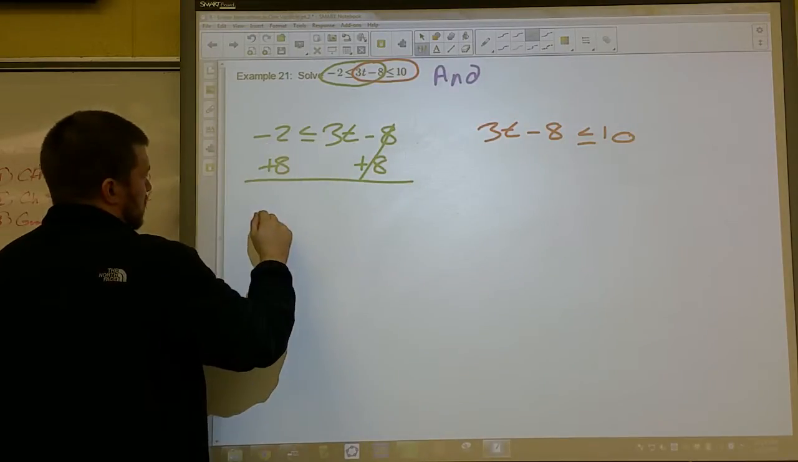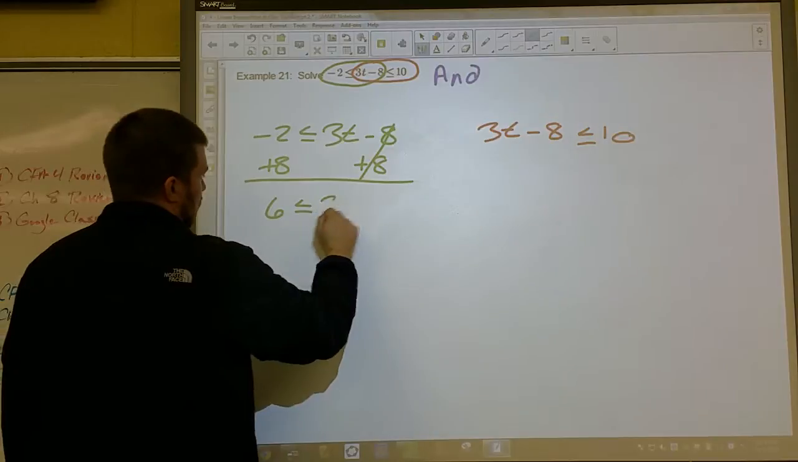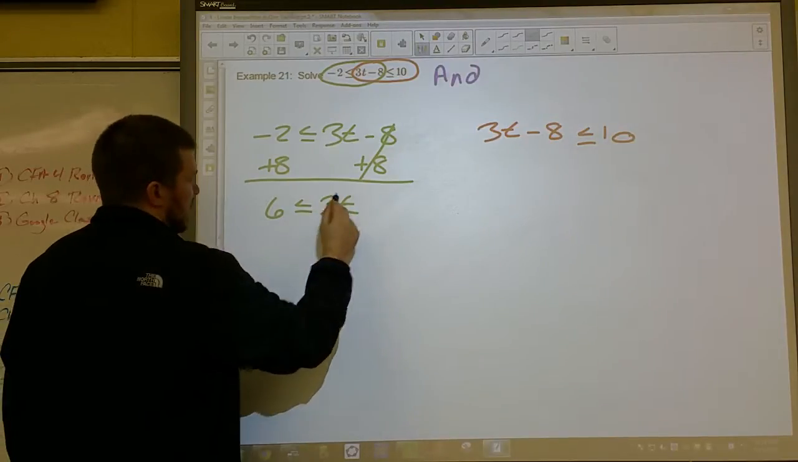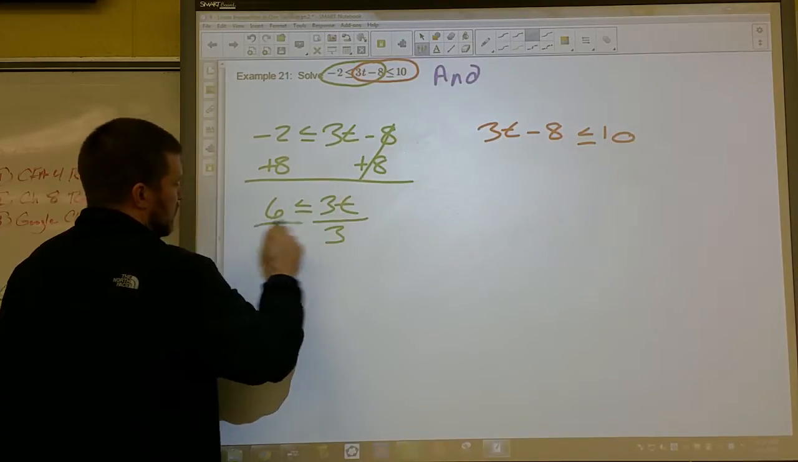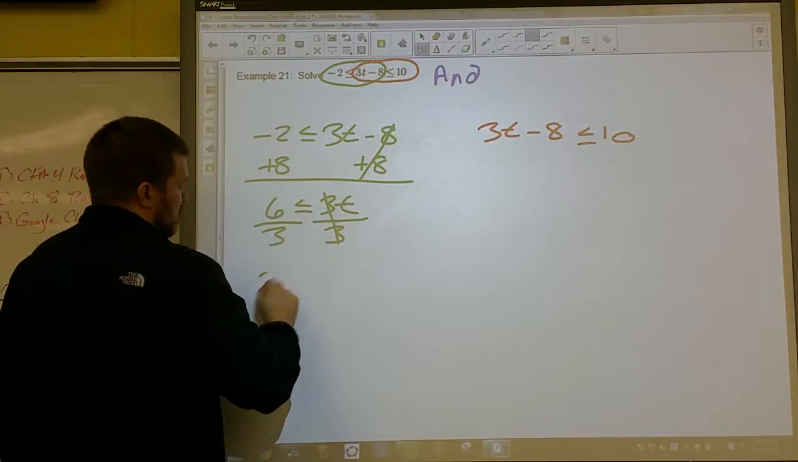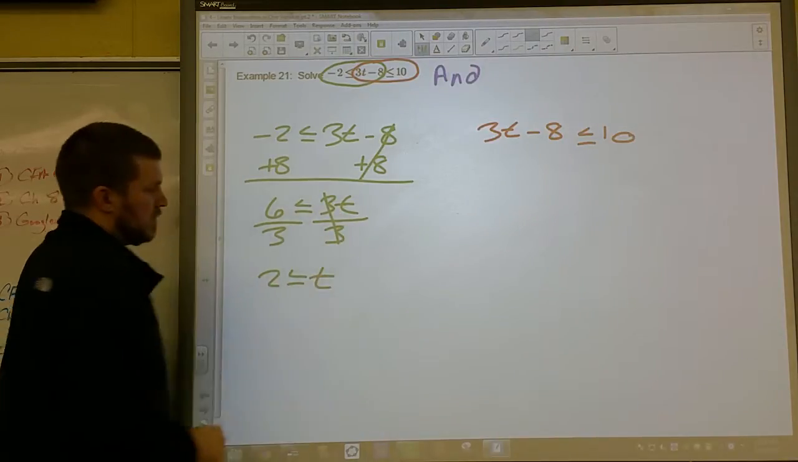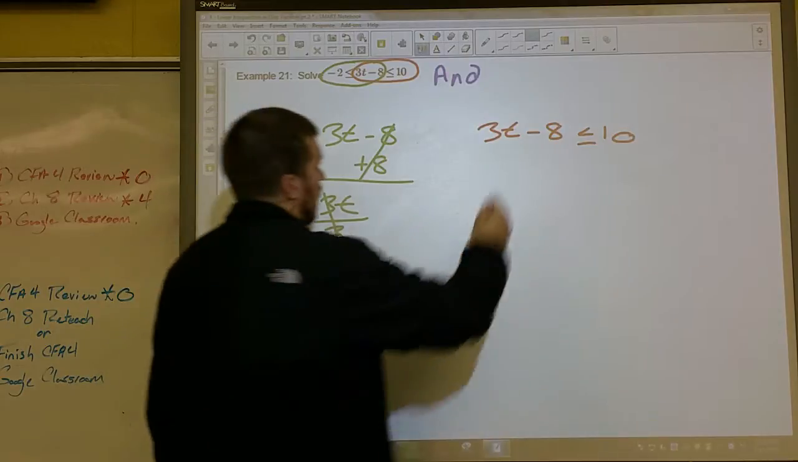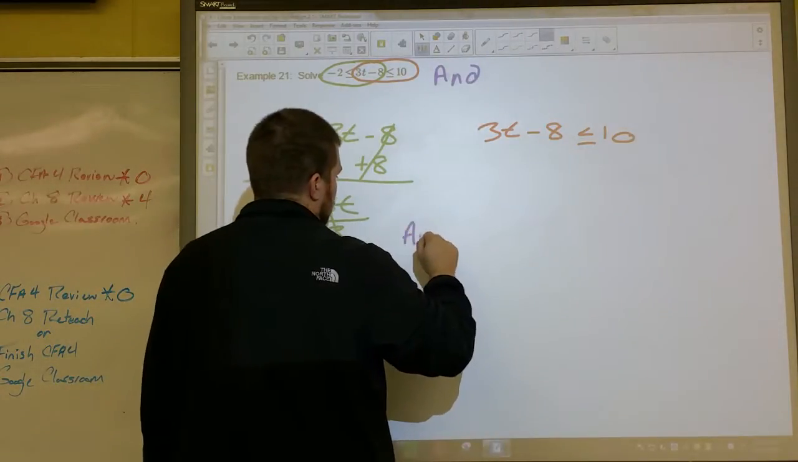I have -2 plus 8 is 6, less than or equal to 3t. Get t by itself by dividing by 3 on both sides. So I have 2 less than or equal to t. Okay, I'm done with this for now. I know it's an and problem.